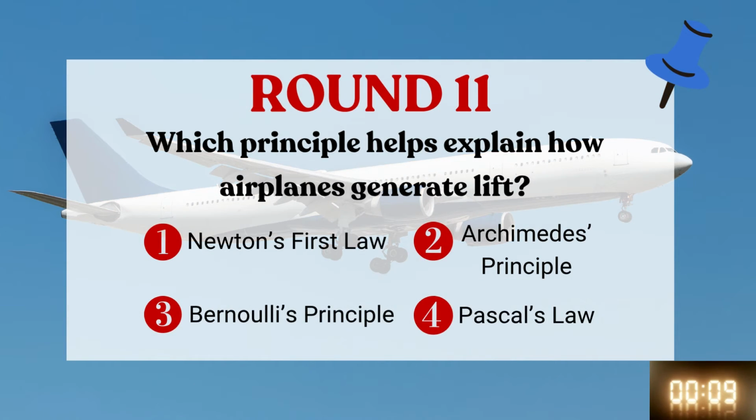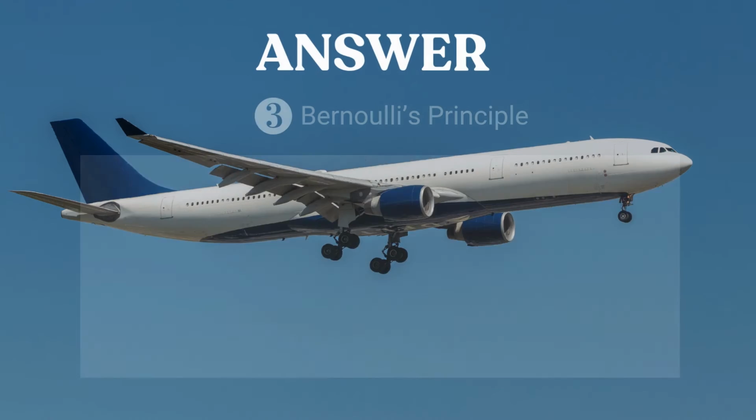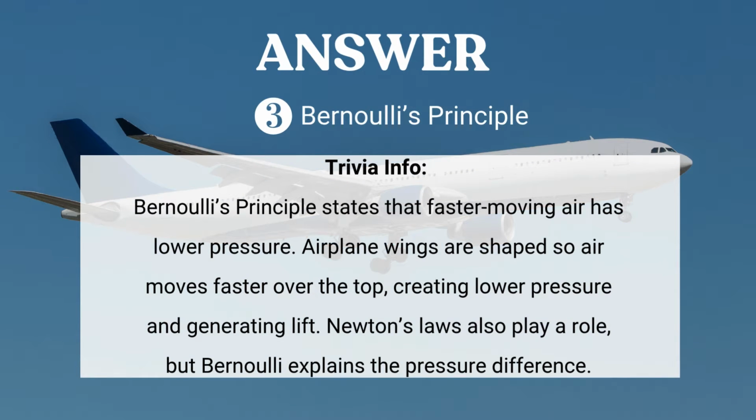Which principle helps explain how airplanes generate lift? Answer 3. Bernoulli's principle. Bernoulli's principle states that faster-moving air has lower pressure. Airplane wings are shaped so air moves faster over the top, creating lower pressure and generating lift. Newton's laws also play a role, but Bernoulli explains the pressure difference.